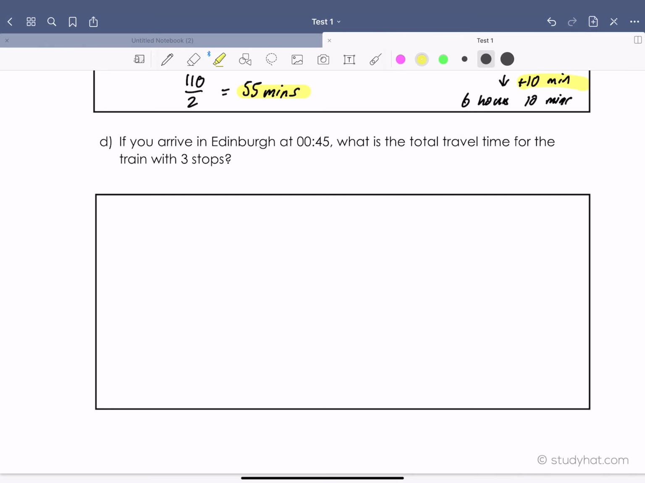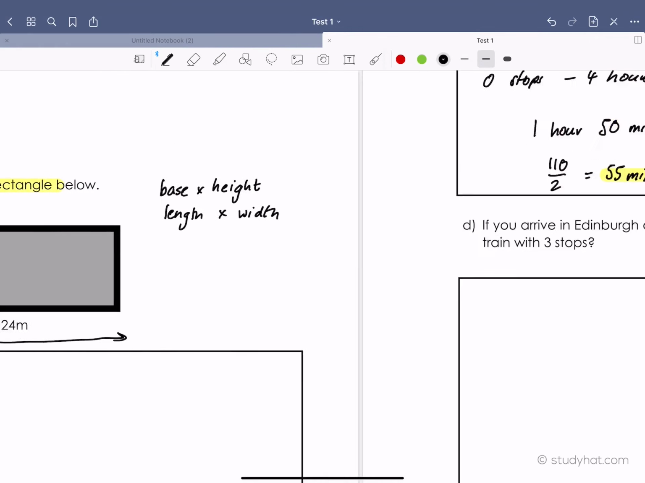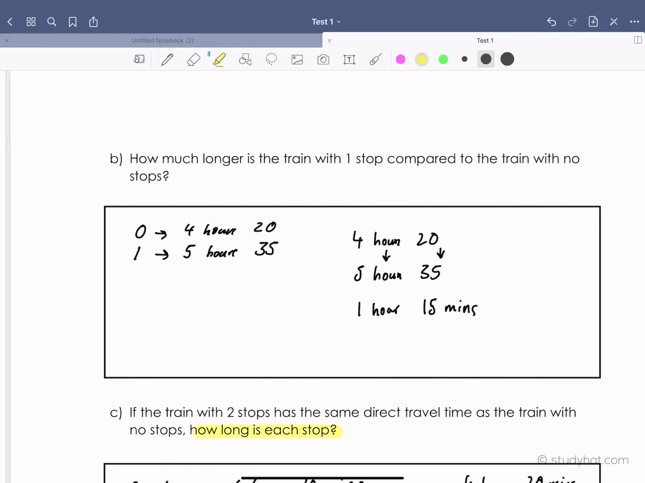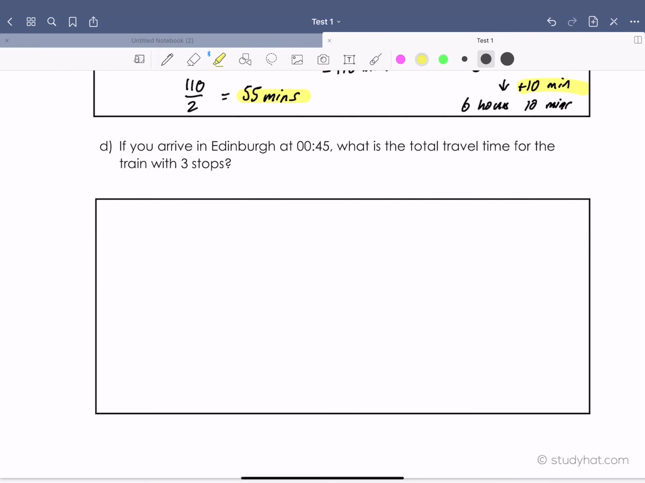Okay, finally, if you arrive in Edinburgh at 00:45, which is 1:45 in the morning, what is the total travel time for the train with 3 stops? So it departed at 4 o'clock, 16 o'clock and 24 o'clock, and the stops are 15 minutes and there's 3 of them, right? So let's write all this information down. So it departed at 1600 and we have 3 stops of 15 minutes.